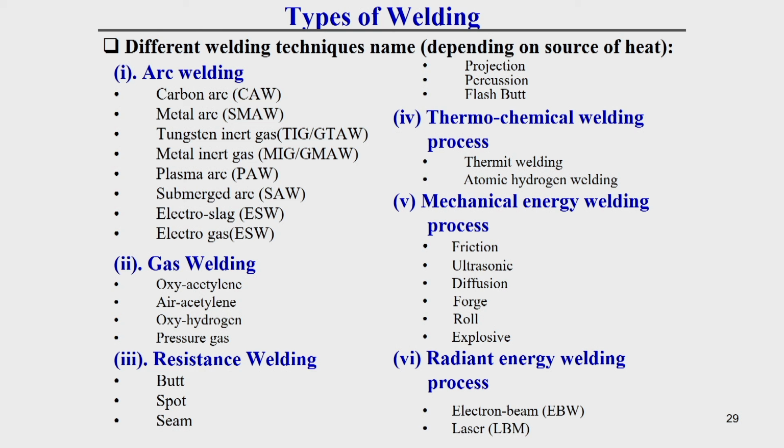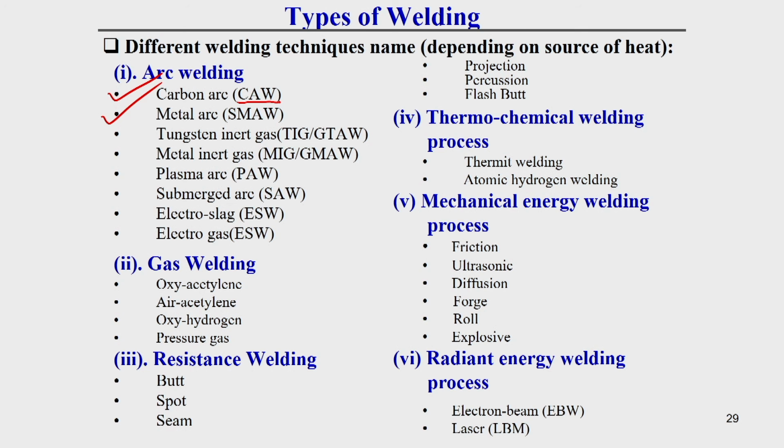Now, one by one I will tell in details. Based on source of heat from electric arc, it can be carbon arc welding. In short form it is written like CAW, that means carbon arc welding process. This short form is widely applied in industry as well as in research articles. To see this short form itself, we should recognize what is the name of this welding process. Like in metal arc welding, its short form is shielded metal arc welding, SMAW. It is represented like this.